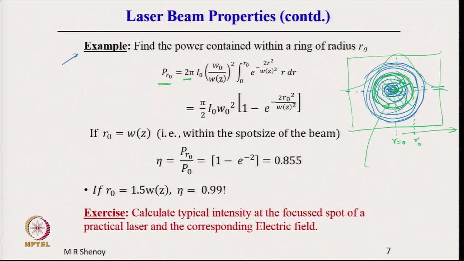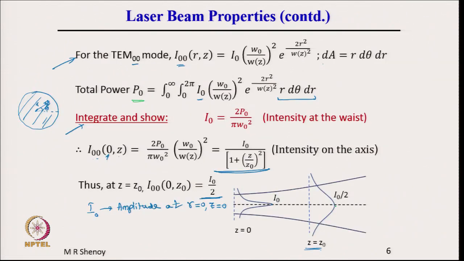So, what is the power content in this? If we integrate, we get an expression like this. It is a simple integral. If r 0 were equal to W of z, where W of z is the spot size at which the amplitude drops to 1 by E of the amplitude at the center, or the intensity drops to 1 by E square. So, in this intensity plot, here the intensity has dropped down to 1 by E square. So, this is W of z.